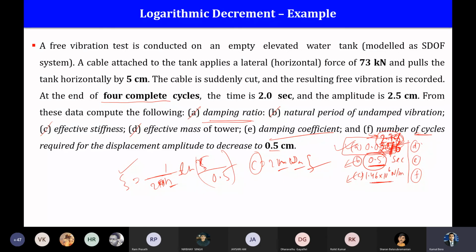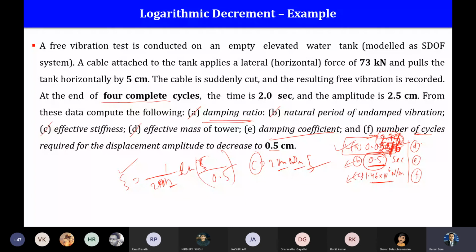And the effective stiffness you will find as 73 kilonewton divided by the static displacement, that is 5 centimeters. From that you will find the stiffness. Once you have stiffness and natural frequency, you can find the effective mass, because omega n equals root over k by m. So the only unknown is m. Then the damping coefficient C equals 2m omega n zeta. M is now known, zeta is known, and omega n is known. Substitute and you will find C.